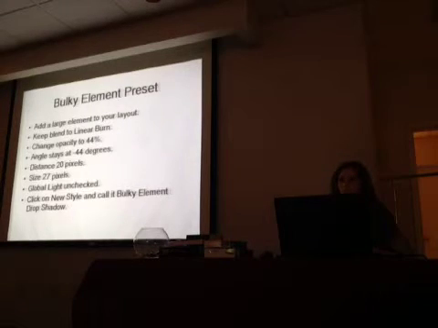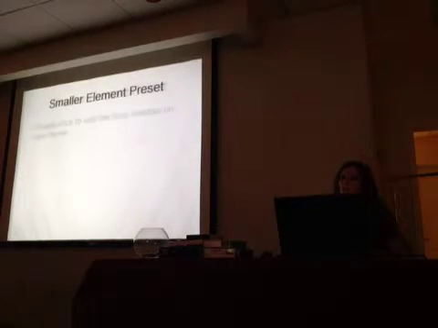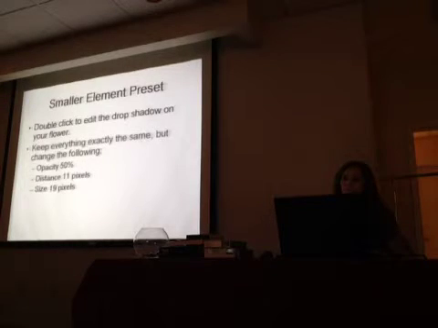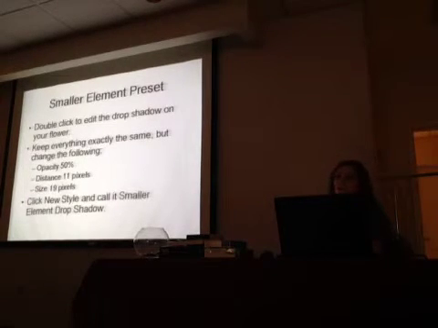Is everyone caught up? The next one is a smaller element preset. You're going to double click on that drop shadow that you just created for your flower so you can change it. Once you get the opacity, distance, size, and everything changed, you're going to save this one as well. This one's going to be your smaller element drop shadow. Once again, you notice the opacity is a little darker, but because it's smaller, the distance and size are smaller.